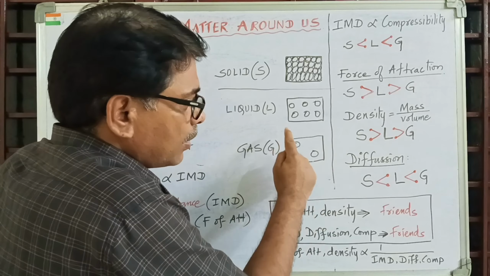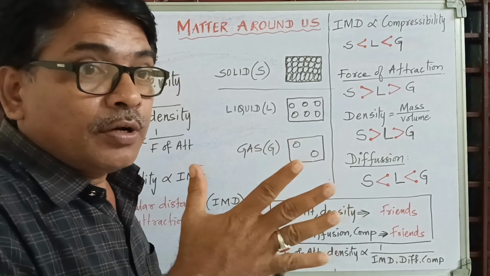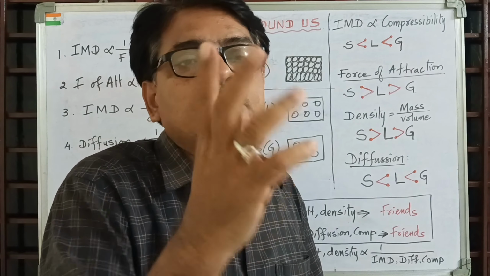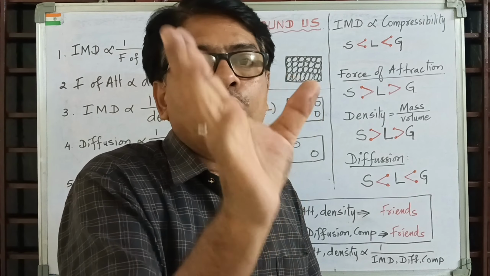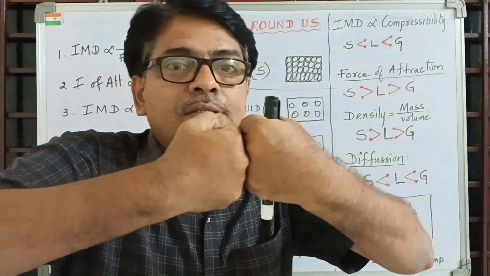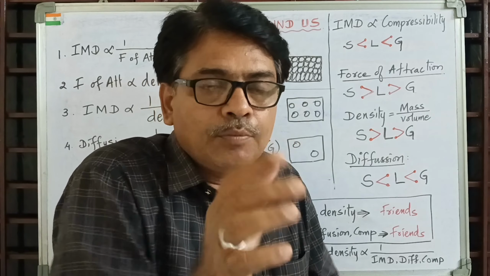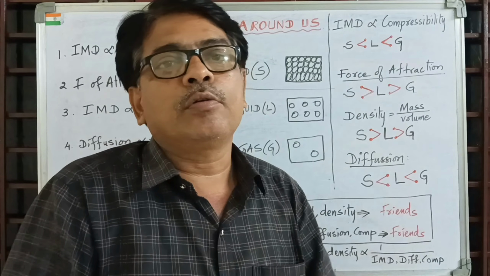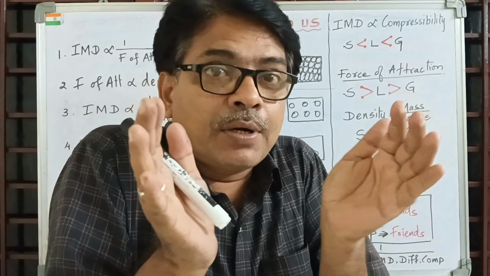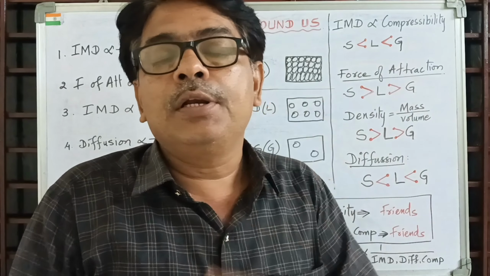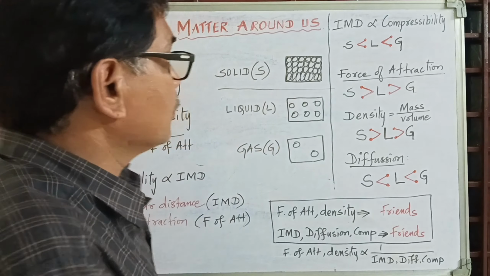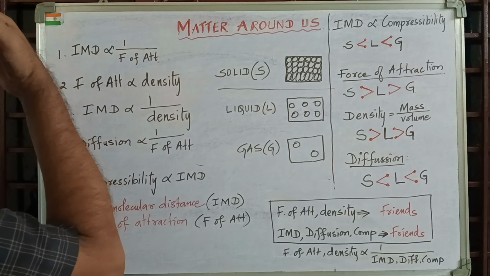Now this is the area. So if the intermolecular distance, the distance between two molecules, is more, then very few molecules will be found in that unit volume. So here what happened, the intermolecular distance is less. So within that unit volume, you find more number of molecules. If the number of molecules are more within a particular volume, then automatically its density will be more. Right? Same. So we will speak now one by one over here.